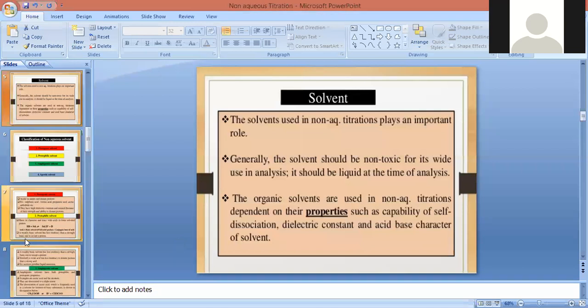So selection of solvent in non-aqueous titration is done on the basis of these parameters, that is self-dissociation, dielectric constant, and acid-base character of the solvent. By considering these parameters, the appropriate organic solvent is used in non-aqueous titration. By the use of organic solvent, we can increase the solubility of weaker acidic or weaker basic drugs, and we can easily find out the endpoint of titration.